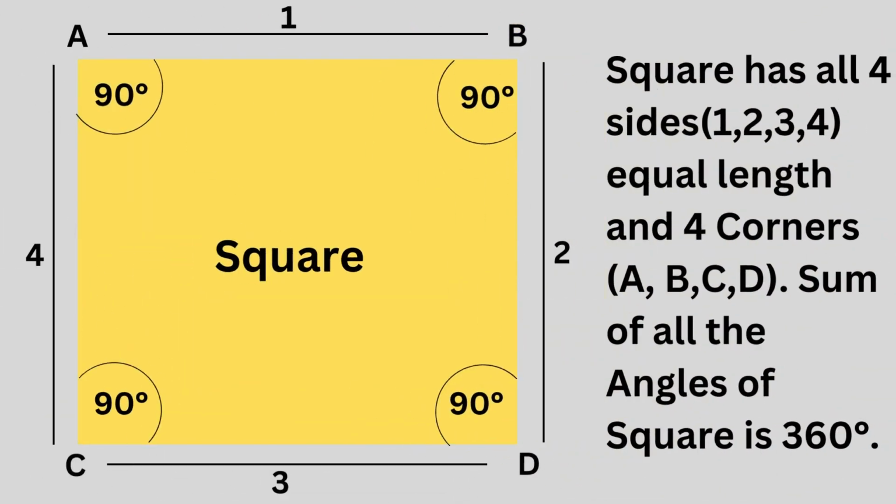Second shape we are going to see is square. Square has all four sides, 1, 2, 3, 4, equal length and four corners, A, B, C, D. Sum of all the angles of square is 360 degrees.